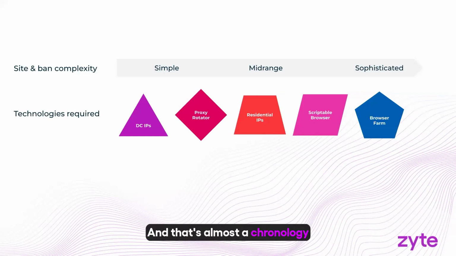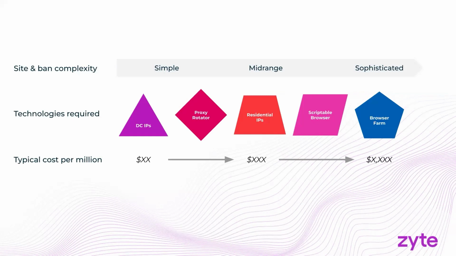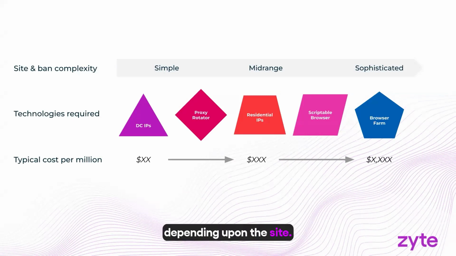And that's almost a chronology left to right, but also it's a spectrum of cost that organizations, on a per million requests basis, may be incurring costs of $80, $90 per million for data center proxies. For residential, that may be in the hundreds of dollars per million, $200, $300 per million, depending upon the site. For a sophisticated site that needs browser rendering and residential, therefore, the multiple requests of a JavaScript site, where that payload is all going through residential bandwidth, that can easily be more than $1,000 per million.